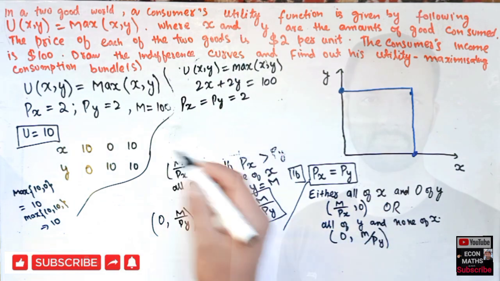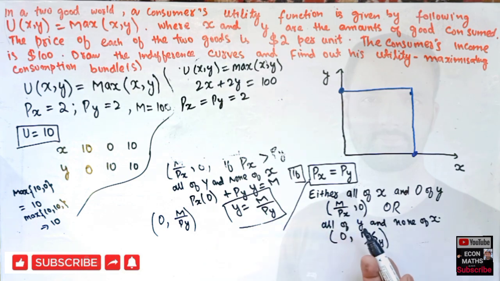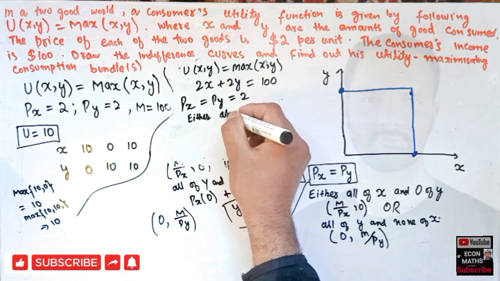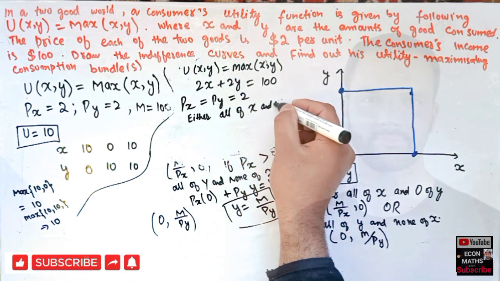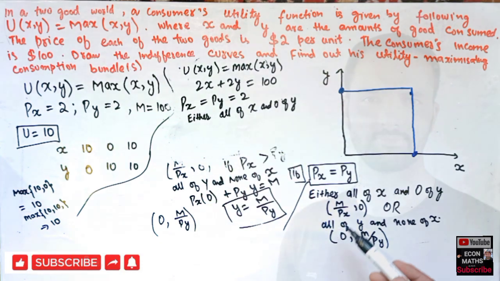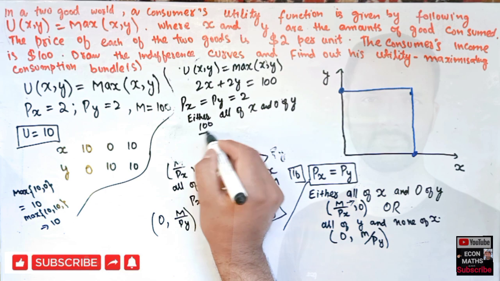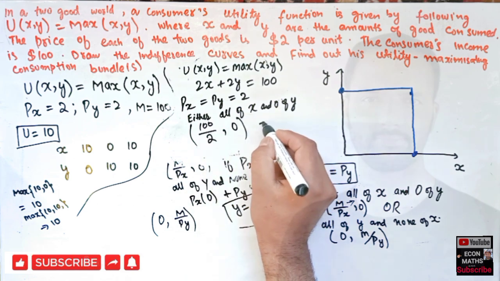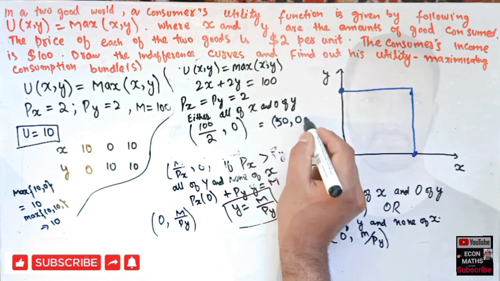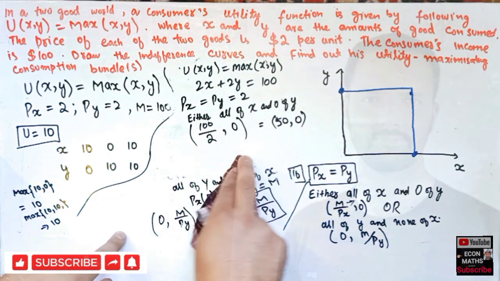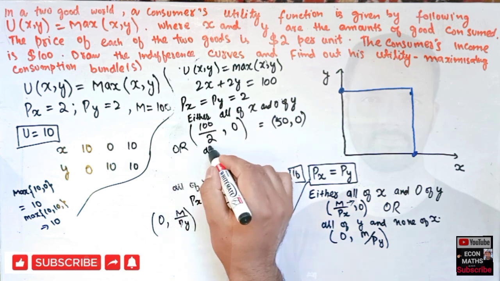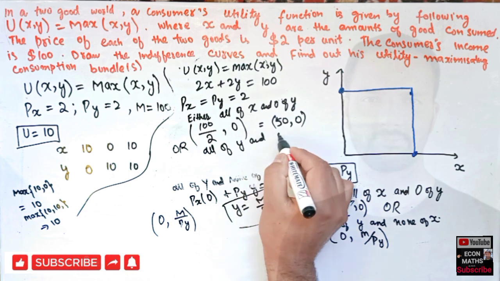In this case, what will happen? I have shown you in general terms how to derive. So in this case, the consumer will consume either all of x and 0 of y. All of x, that means he will consume m, which is total income, upon price of x. What is total income? Total income is 100. What is the price of x? Price of x is 2, and he will consume 0 units of y. So the optimal consumption bundle will be either 50 and 0, or the other optimal condition would be that he will consume all of y and 0 units of x.